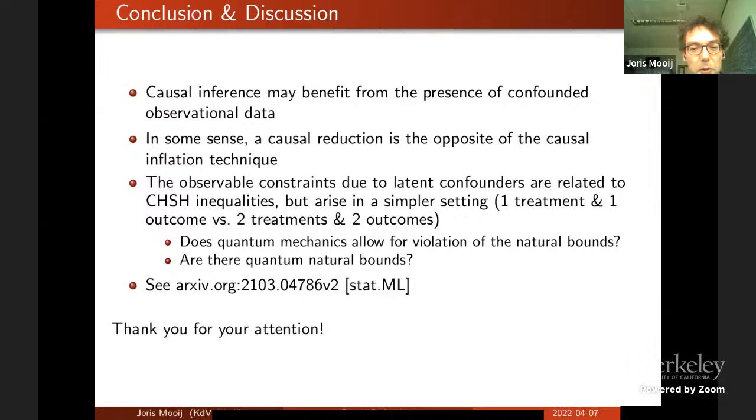I was also wondering whether quantum mechanics allows for a violation of the natural bounds, perhaps, and if there are quantum natural bounds. So perhaps if you have some ideas about this, then I'd be happy to hear your thoughts on this.